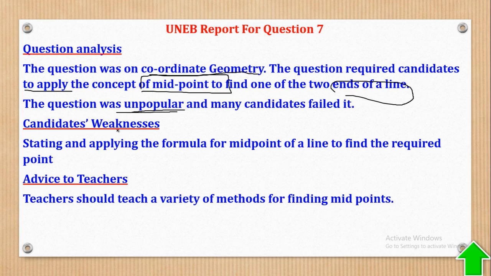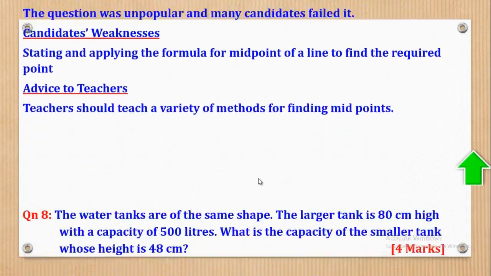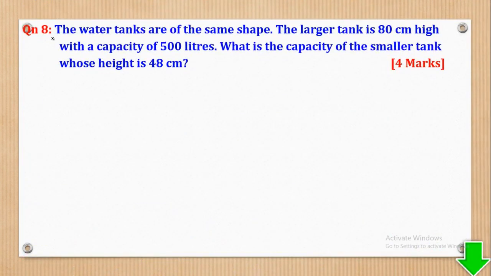so it was not popular. So the weakness is stating and applying the formula for the midpoint of a line to find the required point. So stating it was not easy. Most students were getting the average of the two given points, which was not okay. So the advice is that teachers should teach a variety of methods of finding midpoints. So that was question 7. Now we shall go to question 8.